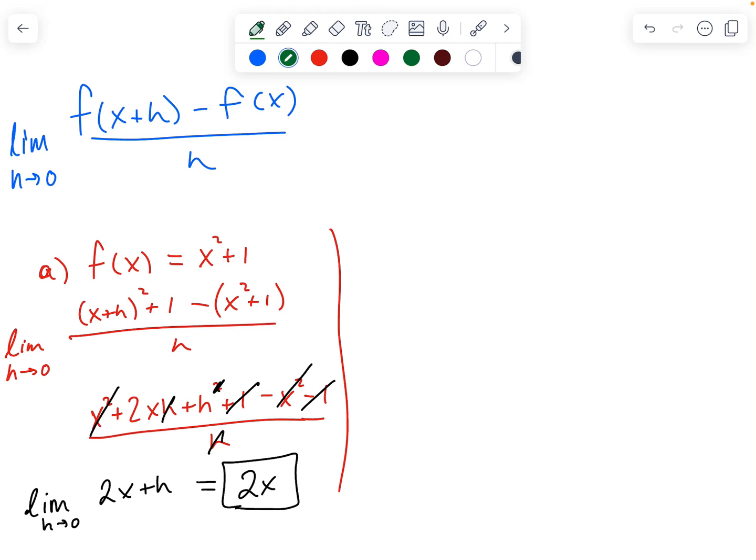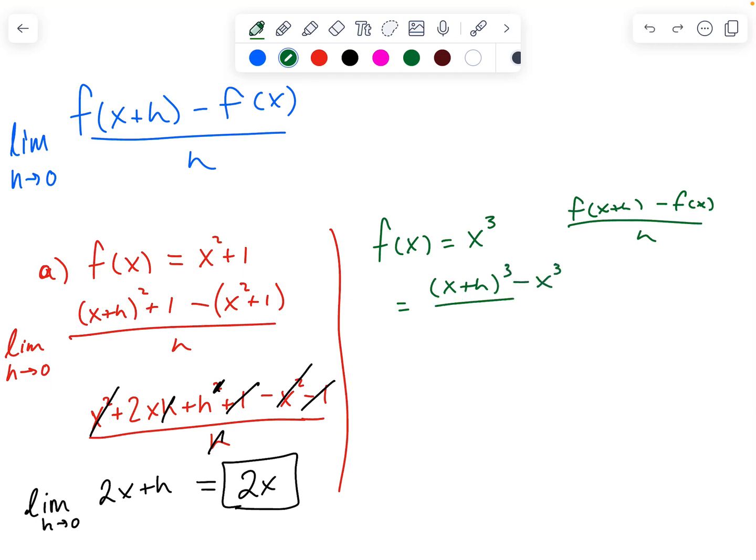Let's try another example. What if I've got f of x equals x cubed? This was one of our homework problems. What I would have is f of x plus h minus f of x over h. This would be x plus h cubed minus x cubed over h, which would be, I gotta work it out real quick, sorry.